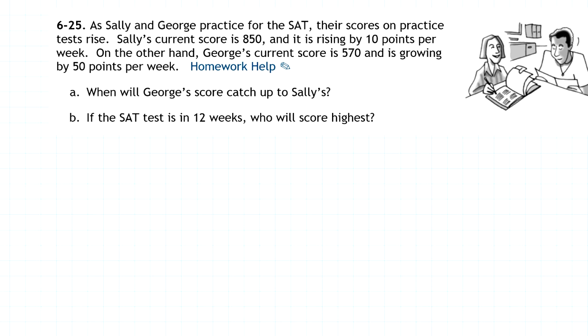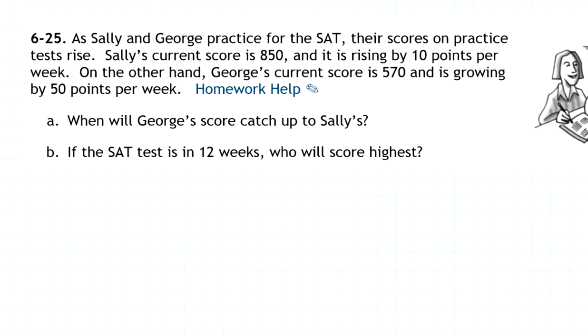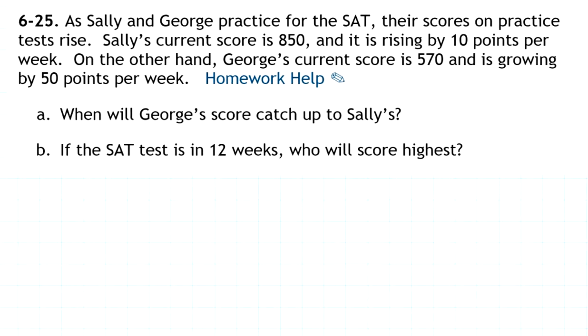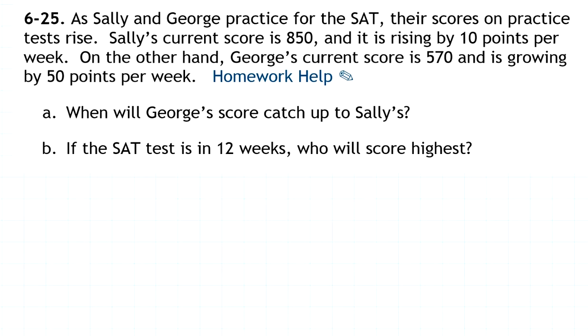As Sally and George practice for the SATs, their scores on practice tests rise. Let's zoom in a little bit here. We don't need to see the graphic of Sally and George. Sally's current score is 850, and it's rising by 10 points per week. Let's highlight that. So for Sally, we've got the current score, and it's going up by this much per week.